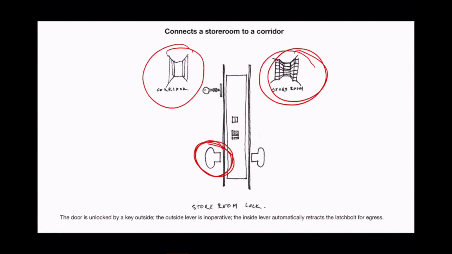So what we're going to have is a situation where it's unlocked by the key in the corridor, and the inside lever automatically unlocks it because we don't want people trapped in a storeroom overnight or something if someone closes it.